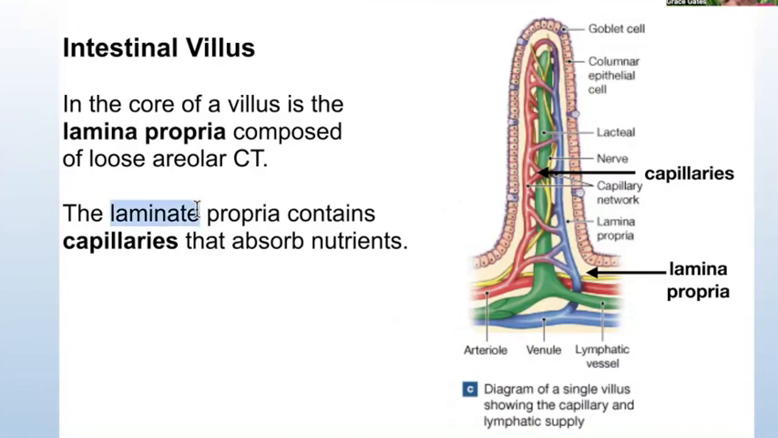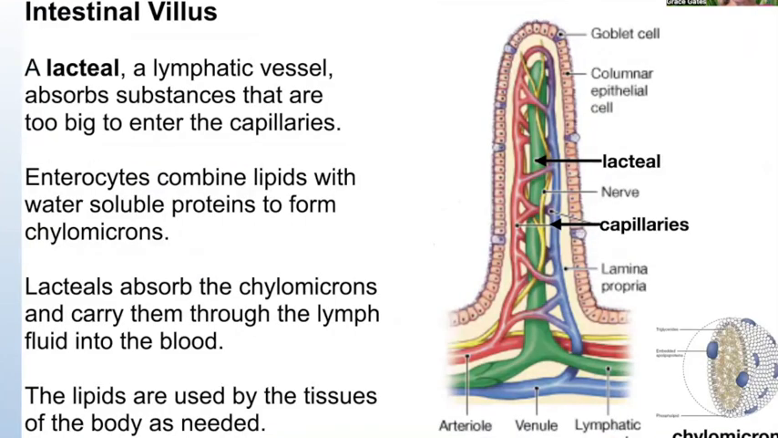The lamina propria contains capillaries that absorb nutrients. I mean, what are we here for, right? A lacteal, which is a lymphatic vessel, absorbs substances that are too big to enter the capillaries.